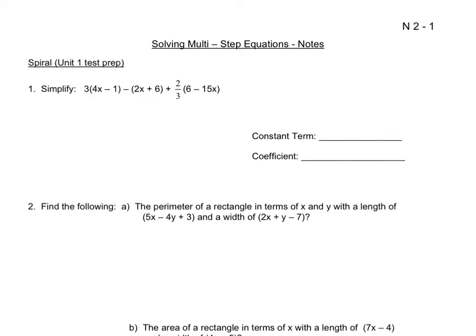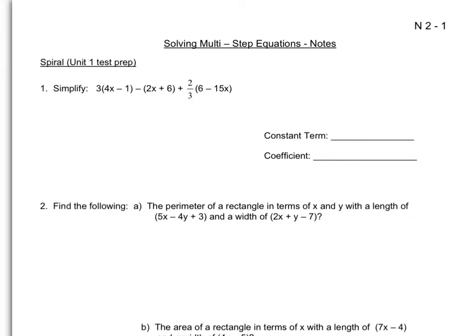Okay, number one, we're going to simplify the expression. Here we are going to distribute the 3 to both terms. We get 12x minus 3, and then we're going to distribute this negative here to each term inside of this set of parentheses. So we get minus 2x, and then minus 6.